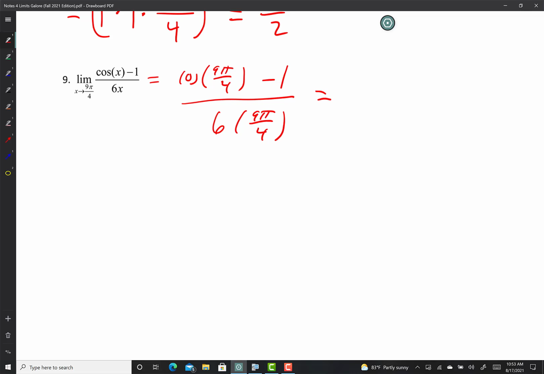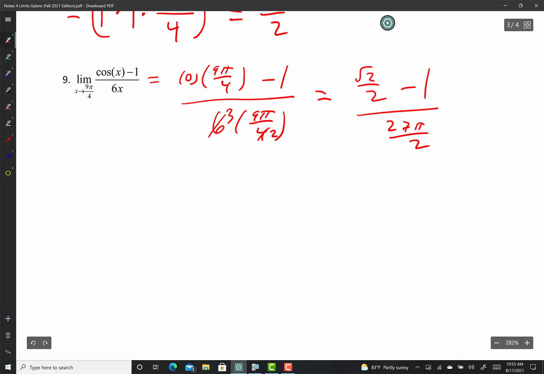So square root of 2 over 2 minus 1 over, let's see, what's this? That's a 3, that's a 2, 27 pi over 2. We're not going to leave it like that. By the way, on the AP exam, you can leave it like that. But we're going to do some arithmetic here. Ready? I'm going to turn that 1 into 2 over 2. So square root of 2 over 2 minus 2 over 2 over 27 pi over 2.